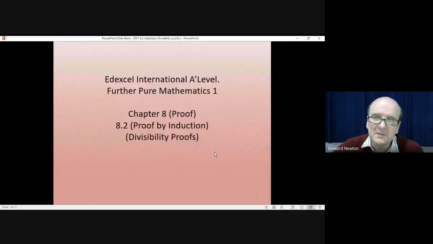Hi there, and welcome to this lesson on Further Pure Mathematics 1 from the Edexcel International A-Level. We're up to Chapter 8 and proofs. We're looking at proof by induction, and in particular, we're looking at divisibility proofs.